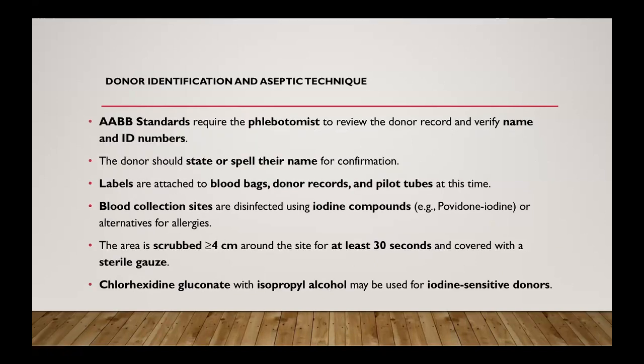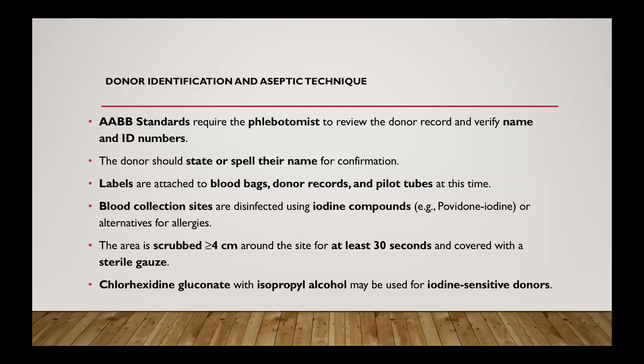Okay, now finally we have what is known as donor identification and aseptic technique. According to the American Association of Blood Banks, the standard requires that the phlebotomist review the donor records and verify names and ID numbers for the donor, and the donor should state or spell their name for confirmation. So don't just ask the donor, your name is John or your name is Grace. You have to ask the donor to spell and state their name in order to confirm and compare with what you have.